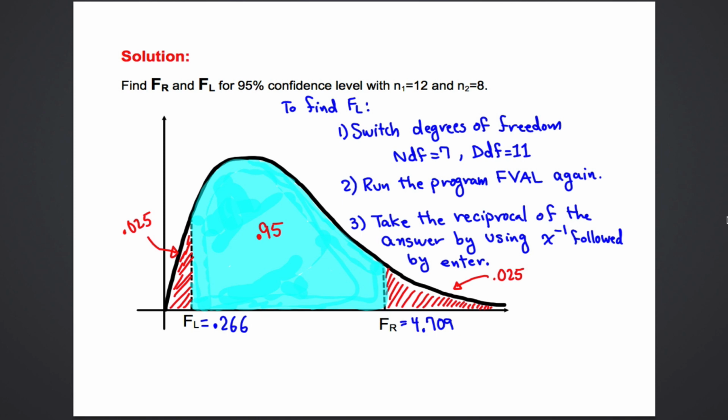So again, we switch the degrees of freedom, we run the program fval, and we take the reciprocal of the answer by using the x to the negative 1 key followed by enter. In this case we get the left critical value of 0.266.